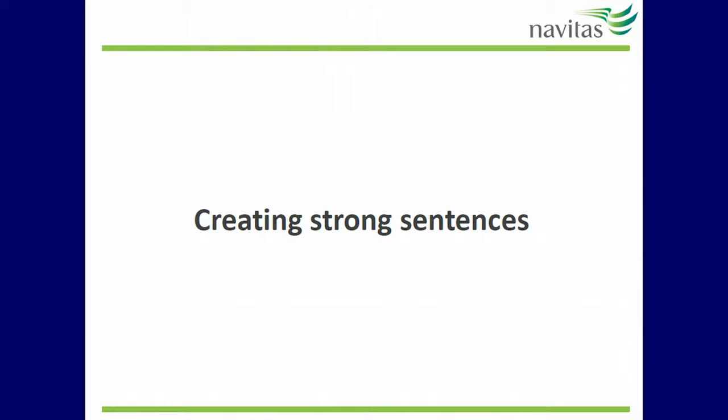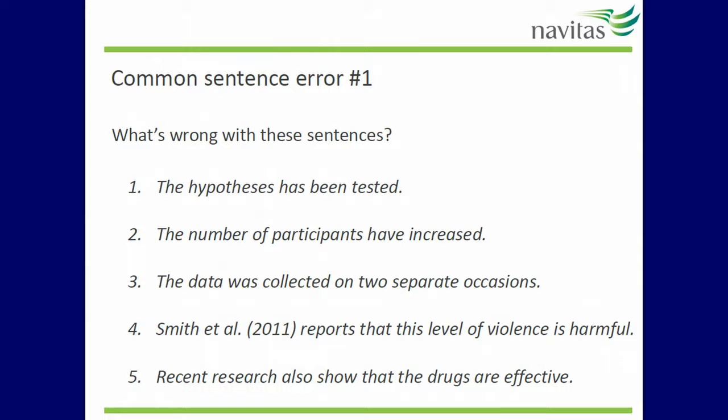Okay, let's start with strong sentences. Have a look at the sentences on this slide. They all have the same type of error. Pause the recording to give yourself time to read and think. What do you think? All of these sentences have a problem between the subject and the verb. The subject is the person or thing that does the action. The action is described in the verb. So here, the hypotheses is the subject, although we could say subjects, as there is more than one hypothesis here. Has been tested is the verb group.